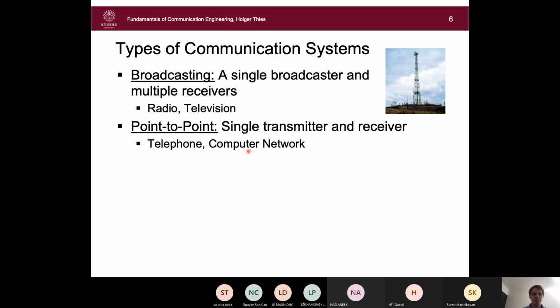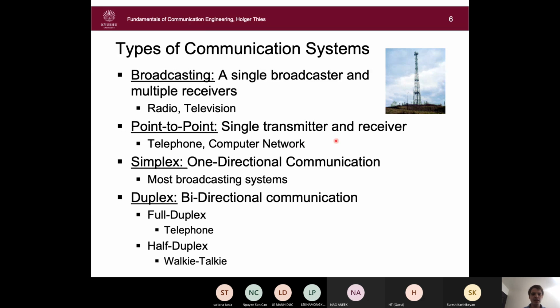And the other type of communication system is a point-to-point system, which has a single transmitter and a receiver. An example is a telephone or some types of computer networks. And there's another form of classification which is somehow a little bit similar.